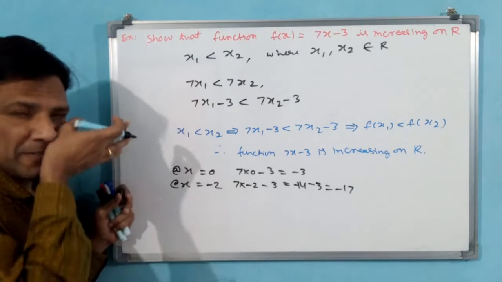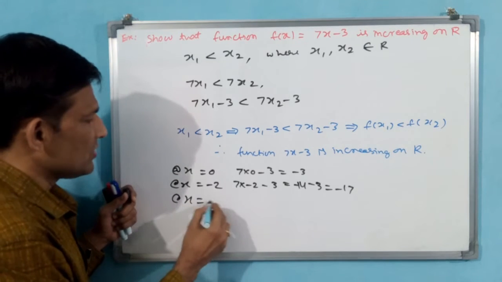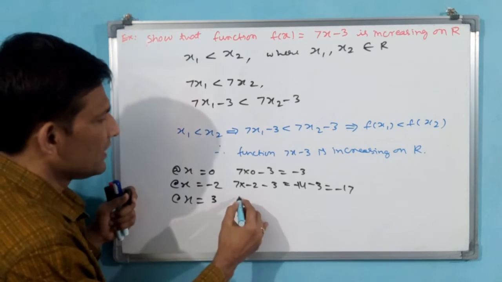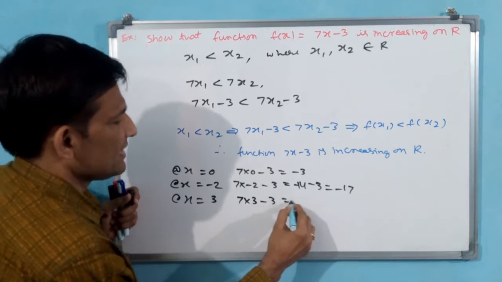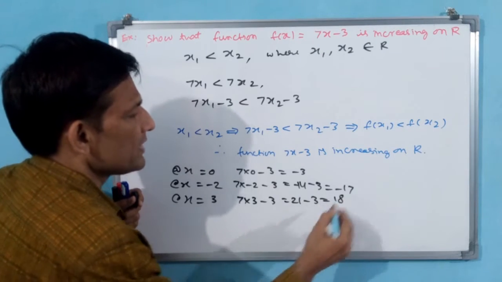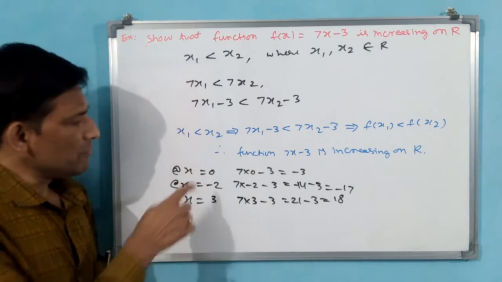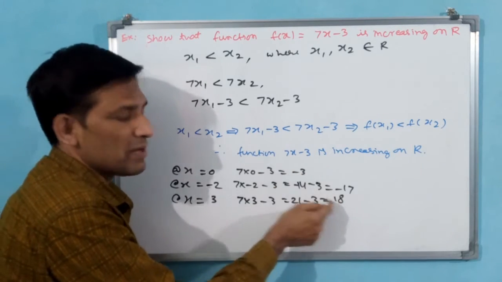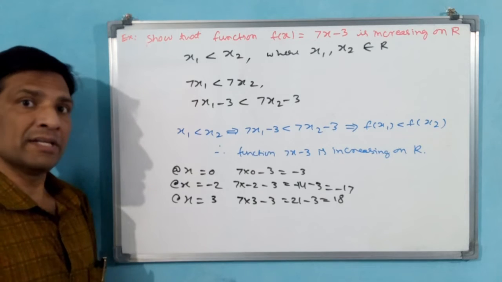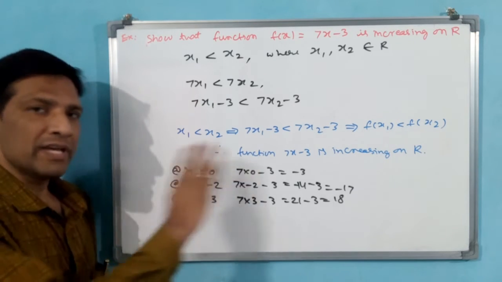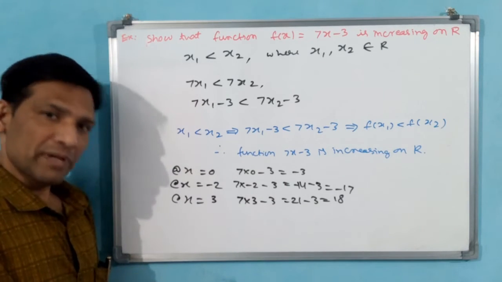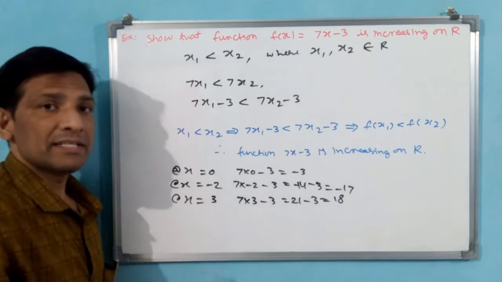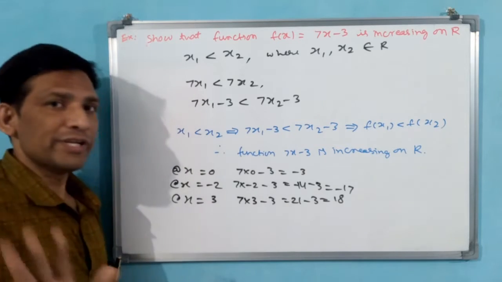Let us see a positive number also. At x equal to 3, randomly chosen, 7 into 3 minus 3 is 21 minus 3, which is equal to plus 18. Now you tell me, at 0 the value was minus 3, but at 3 it is plus 18. From minus 3 to plus 18, is the value increased or decreased? Increased. That means in both areas, negative and positive, this is an increasing function. Now we can say that this is an increasing function.